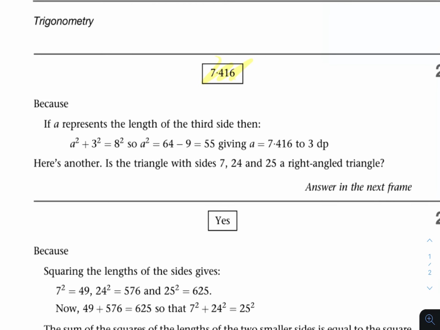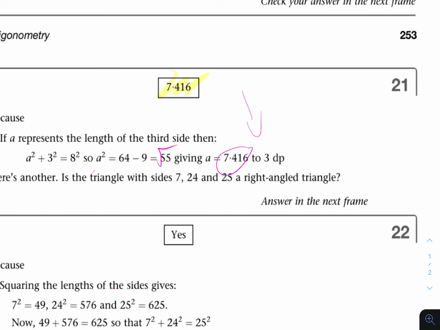Cool. So if A represents the length of the third side, this is them just explaining it now. A squared plus 3 squared equals 8 squared. So A squared is equal to 64 minus 9, which is equal to 55. A then is the square root of 55, so 7.416. Here's another. Here's a triangle with sides 7, 24, and 25, a right angle triangle.